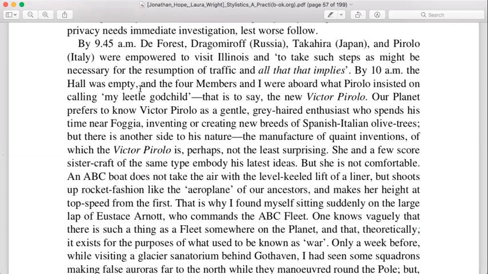Okay. From present to past, and the four members, I were aboard what Pirallo were insisted on calling my little godchild. That is to say, the new Victor Pirallo. Our planet prefers. Okay. Just notice the presence of present tense, and in the coming session we would be dealing with the number of functions that present tense performs. So this text would also help you in learning the details about the present tense as a matter of example. Okay, let me add a few of your class fellows here and then we continue.